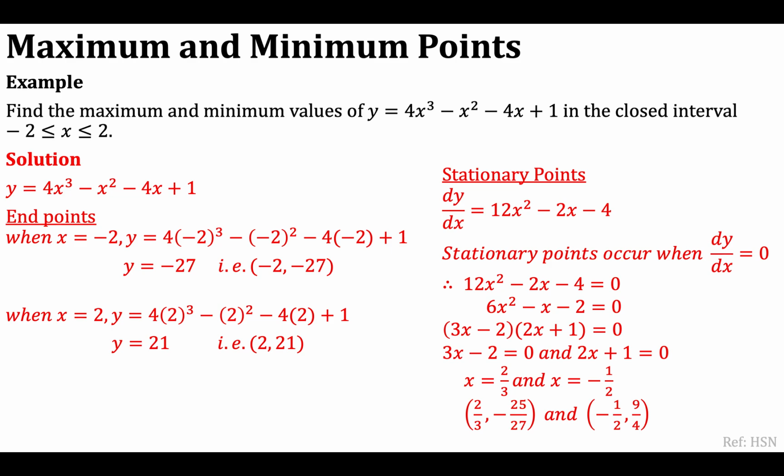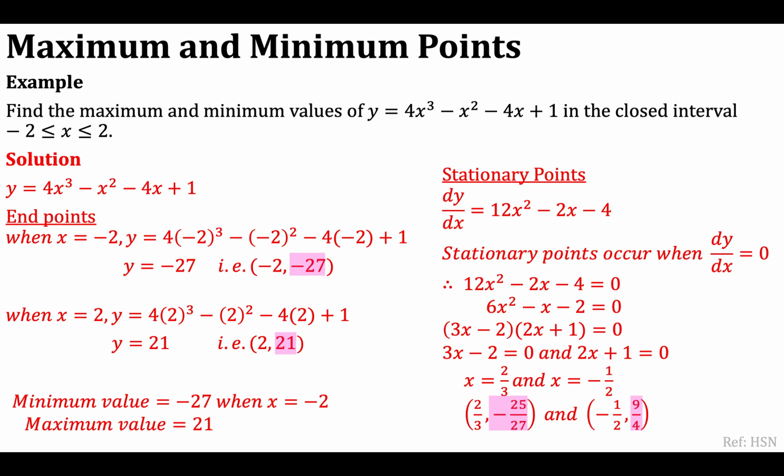So for the maximum and minimum values, I want to look at the 4 y values that I've got. And when I examine the 4 y values there, I can see that the minimum value, the lowest one, is -27. And that occurs when x is equal to -2. Now, if I look for the highest y value, the highest number there is 21. So that's a maximum value. And that occurs when x is equal to 2. So those are my minimum and maximum values.